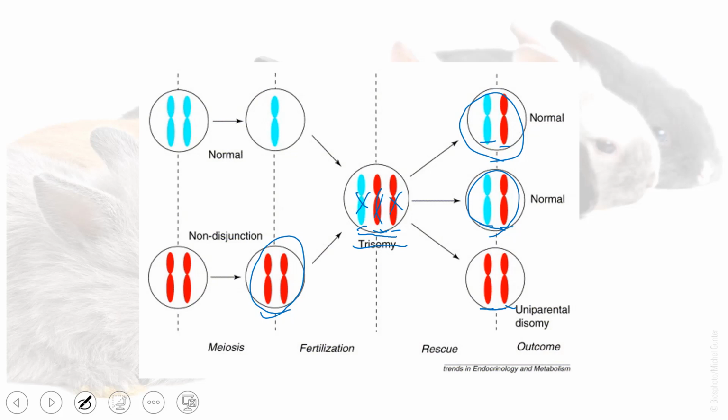But if the non-disjunction event happened during anaphase 2, when the sister chromatids are supposed to be separated, these two chromosomes may be genetically identical. Both from the paternal grandmother or both from the paternal grandfather, in which case you would have an unusually low level of genetic diversity inside of these chromosomes, and it would make certain genetic illnesses that are inherited through some kind of a recessive inheritance pattern a lot more likely. And it just overall lowers the genetic diversity of the individual.